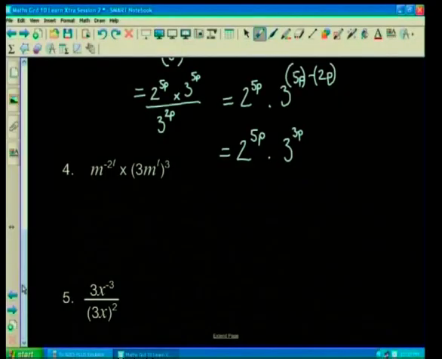Question 4 says m to the power of negative 2t times 3 in brackets, 3m to the power of t, to the power of 3. They're wanting to test two skills here. They're wanting to test that you can work with negative exponents and that you can remember how to raise everything by the power of something. They also want to test your anxiety levels, see if you can cope with seeing something that looks slightly different. Don't let them trick you.